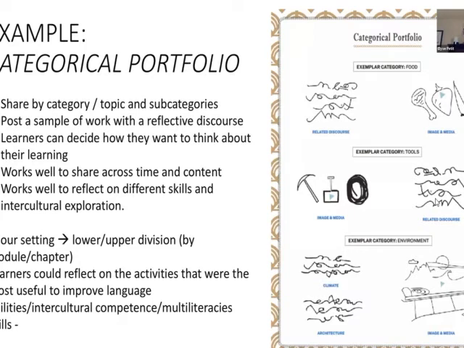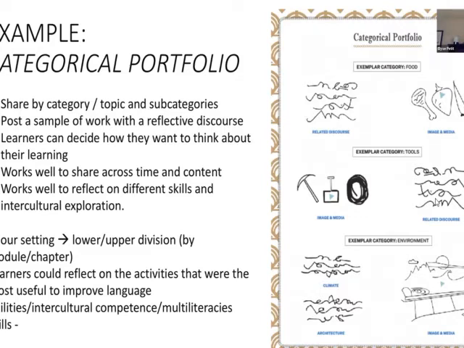The second example is the categorical portfolio. So here the entries are by category. You can have categories and you can have subcategories. For example, the category is environment, and then the student can show environment through climate, environment through architecture, environment through, I don't know, sustainability and stuff like this. So the student posts a sample of work and a reflective discourse as well.